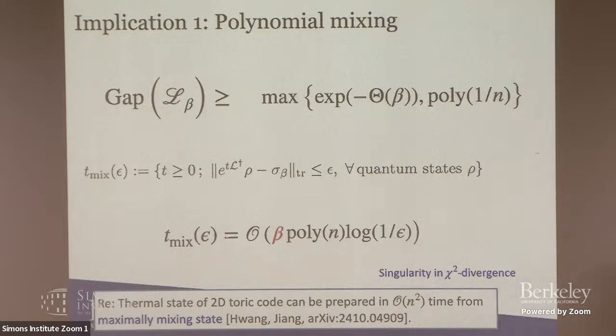Here, the linear beta dependence mainly comes from the singularity in the chi-square divergence. When you let beta go to infinity, the thermal state will converge to the ground state, which is a singular state in the chi-square divergence. This causes the blow up of the chi-square divergence, and finally gives us the linear beta dependence in the mixing time. One remark is that in a recent work by and Zhiyan in the audience, they provide an algorithm to prepare the thermal state of the 2D Toric code in order n squared time from the maximally mixed state. I think Zhiyan will give a detailed talk about this on Thursday.